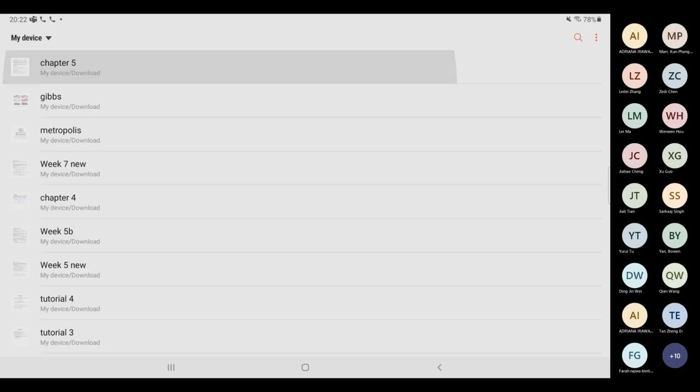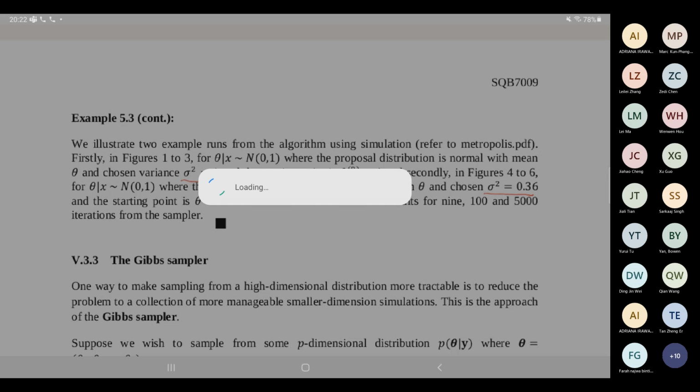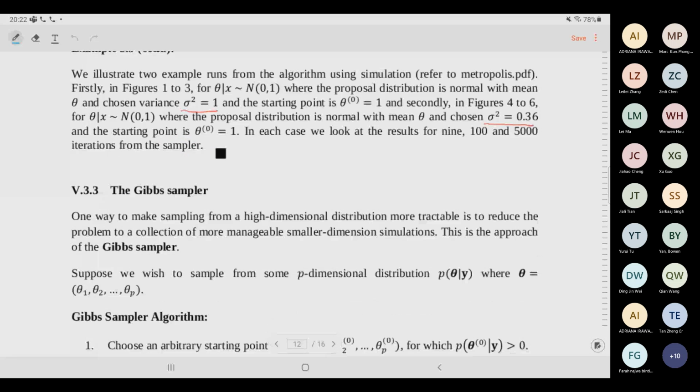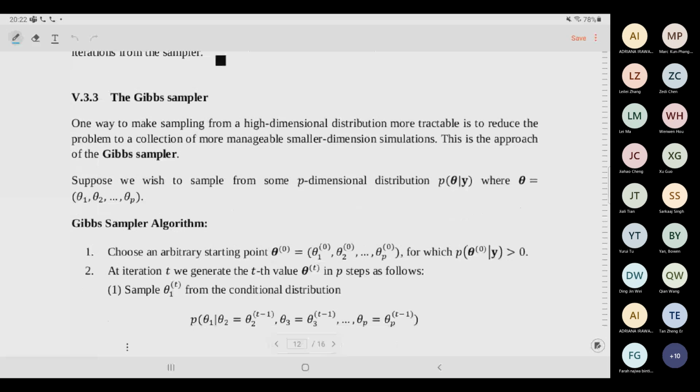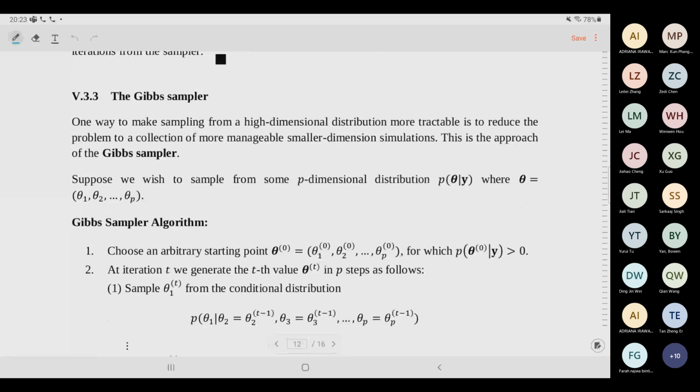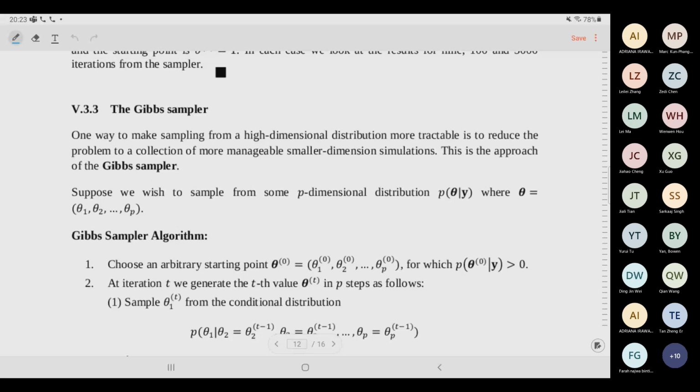Okay, so going back to the lecture. Then we're going to look at the next method, which is the Gibbs sampler. What happens with the Gibbs sampler is that it is actually a subset or a special case of the Metropolis-Hastings method.